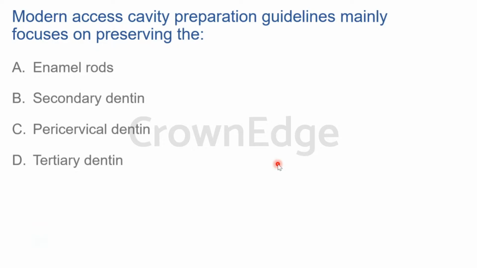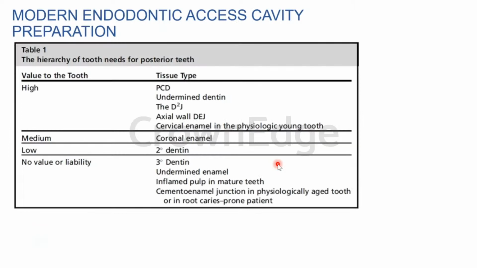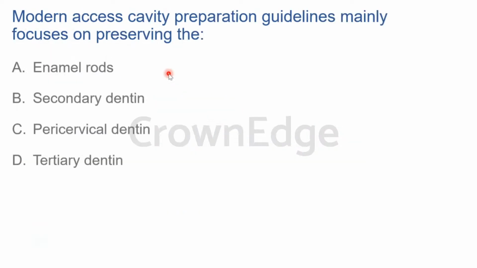So we have Dr. Saransh, who thinks that pericervical region is the most important. He also said secondary dentine prevention. So I want you to tell what is the answer. Saransh and Vaishnavi both again think that it's secondary dentine which is important. So modern access cavity preparation suggests that the highest value for a particular tissue type is that for the pericervical dentine. So that is C.